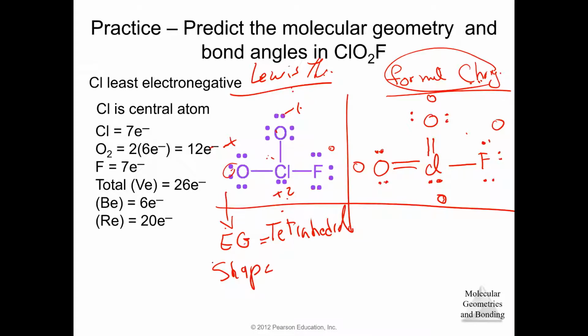What's the molecular geometry or shape? Well, for the shape, we only look at the bonded atoms. That means we don't look at what? The lone pair. How many bonded atoms do you have? You have 3. And having one lone pair with 3 bonded atoms, that gives us what shape, guys?